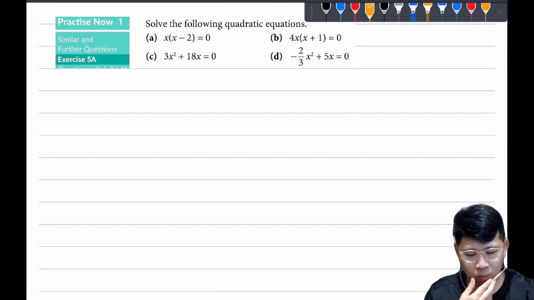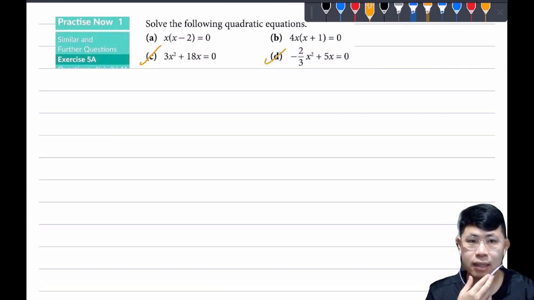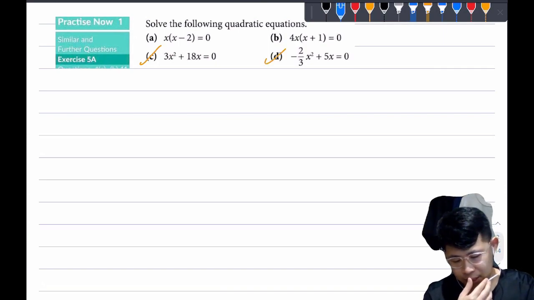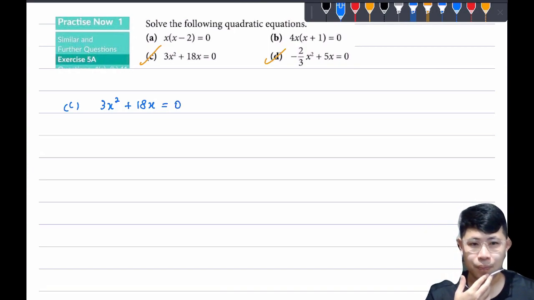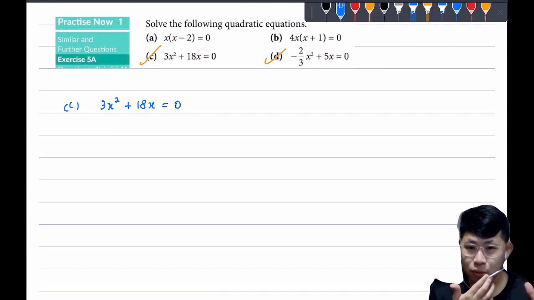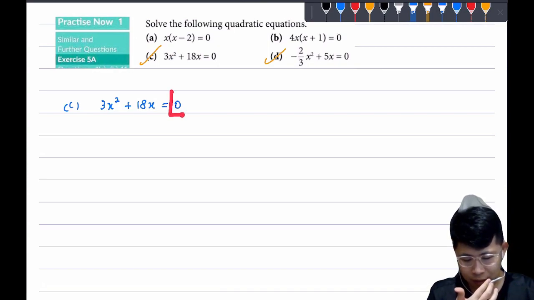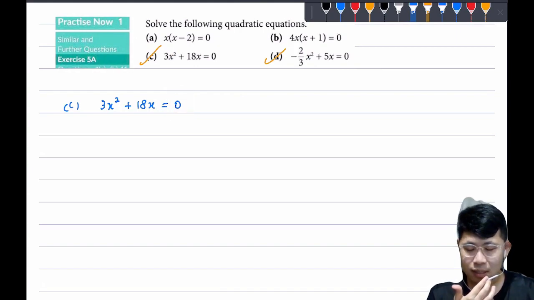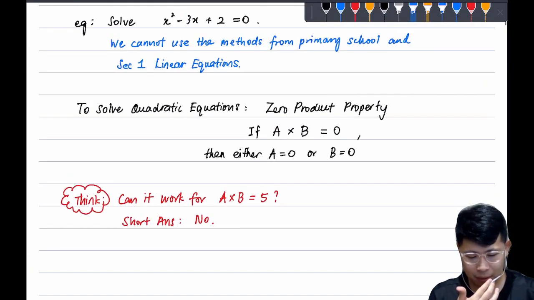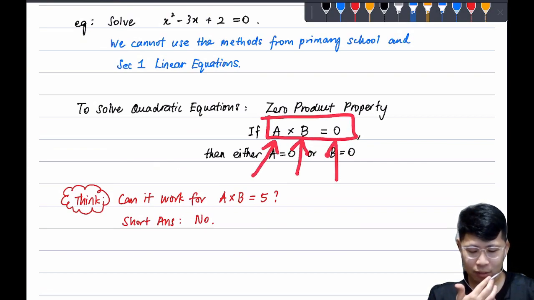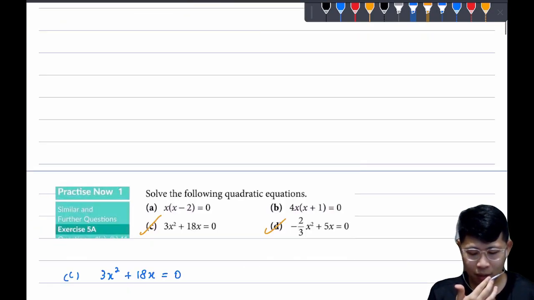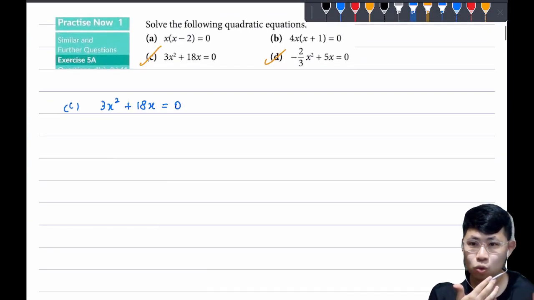Alright, so Practice Now 1, we'll just jump right to question C and question D. For question C, we have 3x squared plus 18x equals 0. What do we need to do first to make it a product? We need to observe that the right hand side is already 0, so we can use the zero product property. We need to express this such that we have two factors and the right hand side is 0.